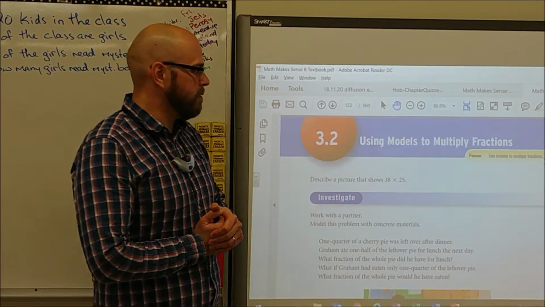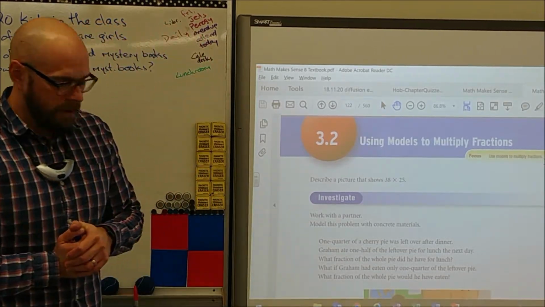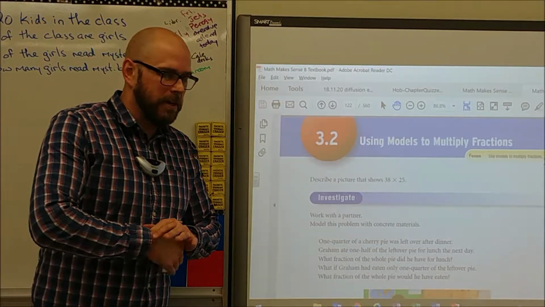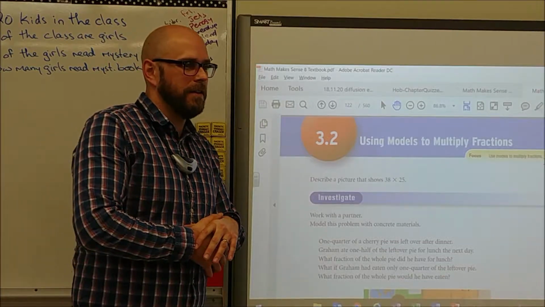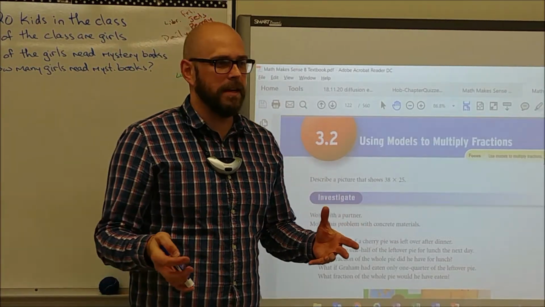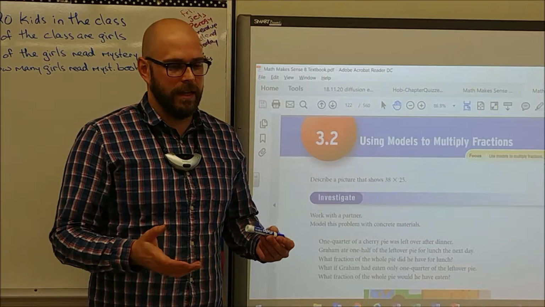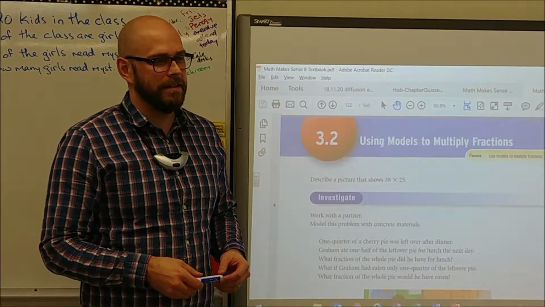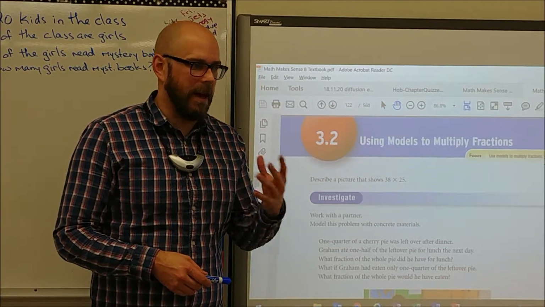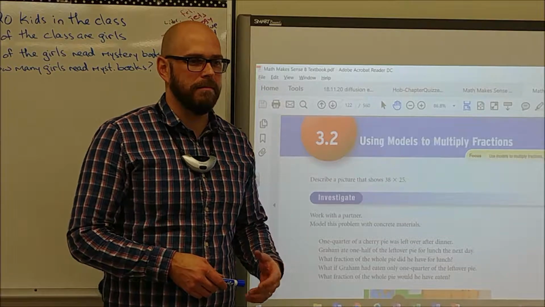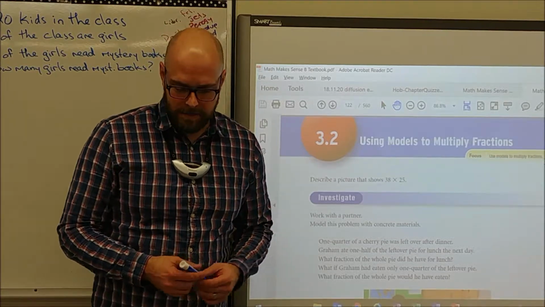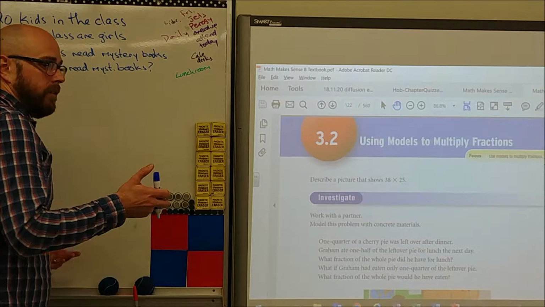3.2, using models to multiply fractions. So, we're going to use more models, and then you guys are just going to get so annoyed at the end because it's actually really easy to multiply fractions, isn't it? You just multiply the top and the bottom. But here's the problem. I can do that.